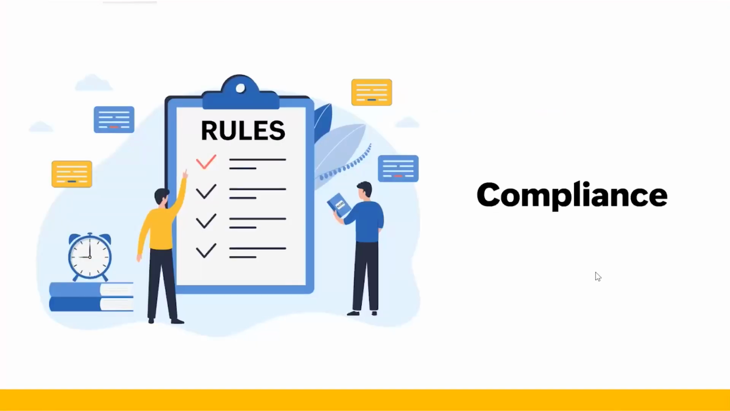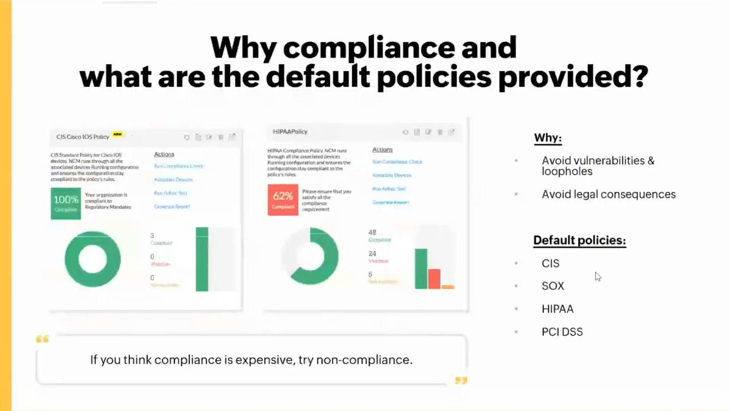Now let's move on to the next topic of the session, which is compliance. Why is compliance important and why do you need to adhere to certain policies? Compliance is crucial to avoid security vulnerabilities or loopholes in your network environment. It's also mandatory, and non-compliance can lead to legal consequences. Some of the default policies supported in Network Configuration Manager include CIS benchmarks, SOX, HIPAA, and PCI DSS. You can also create your own policies based on your specific requirements.